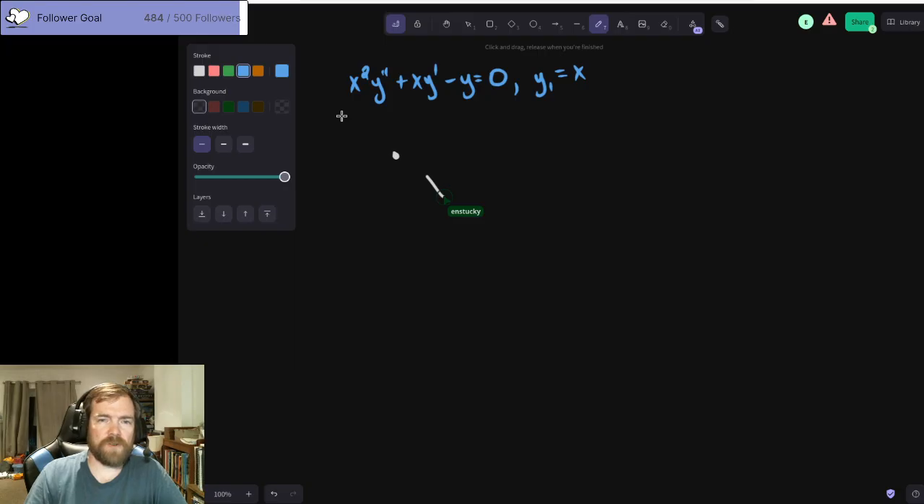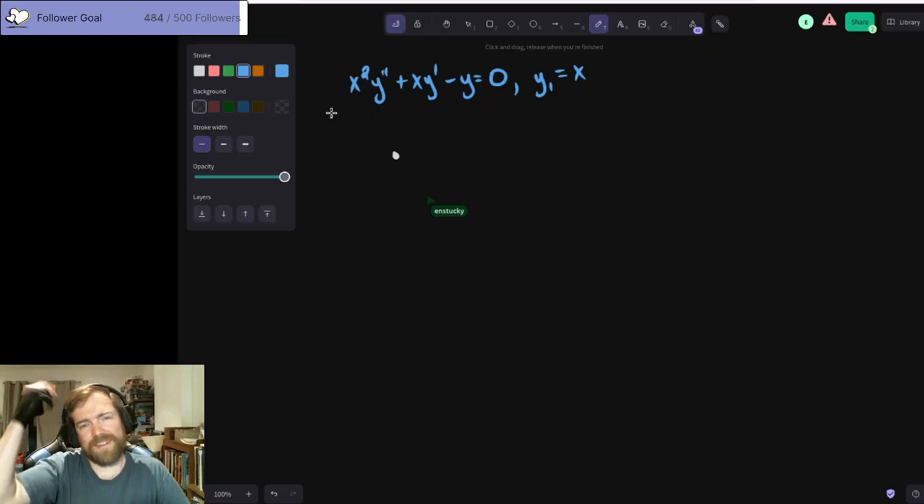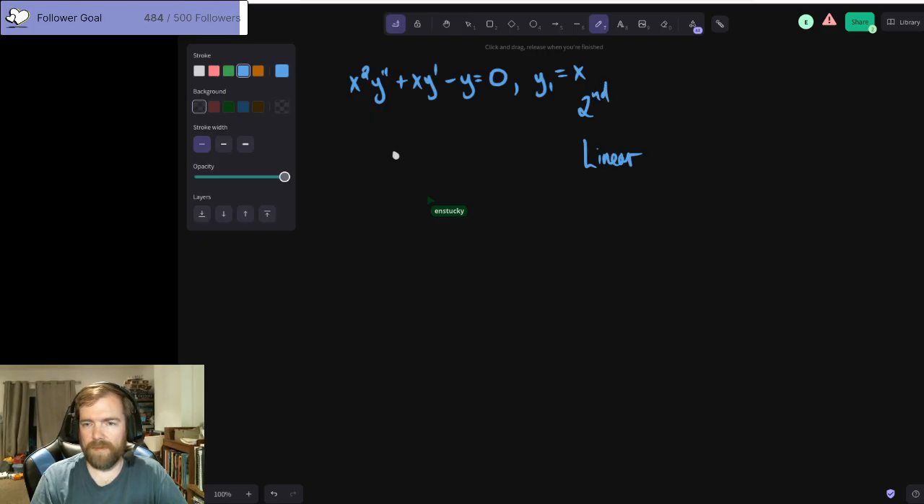How would you classify this differential equation? How would I classify the differential equation? That looks linear to me. Second order linear, homogeneous.